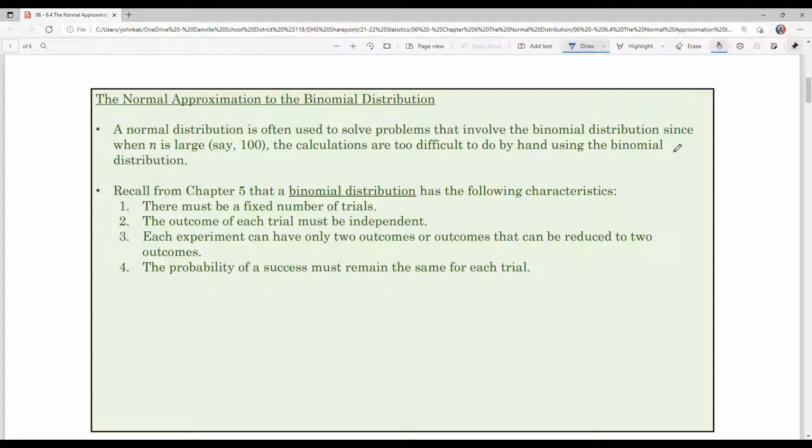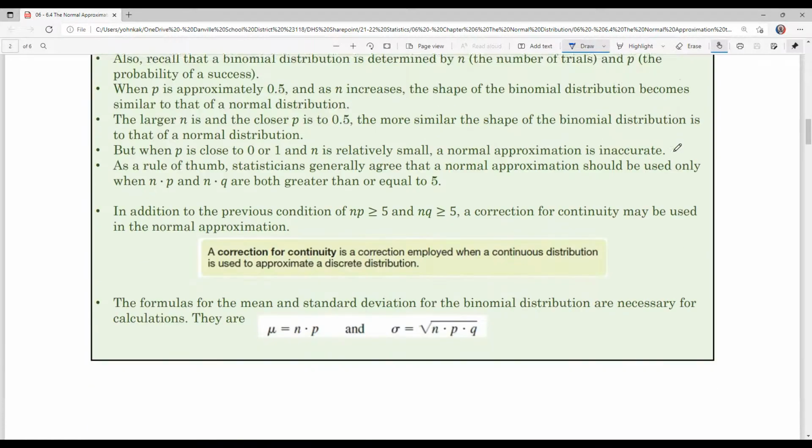Remember that a binomial distribution has four characteristics. One, there must be a fixed number of trials. Number two, the outcome of each trial must be independent of the other outcomes. Number three, each experiment can only have two outcomes or outcomes that can be reduced to two outcomes. And finally, number four, the probability of success must remain the same for each trial. If we follow those four characteristics, the calculations can get pretty messy if you've got a large number of values. So therefore, we're going to try to use the normal approximation.